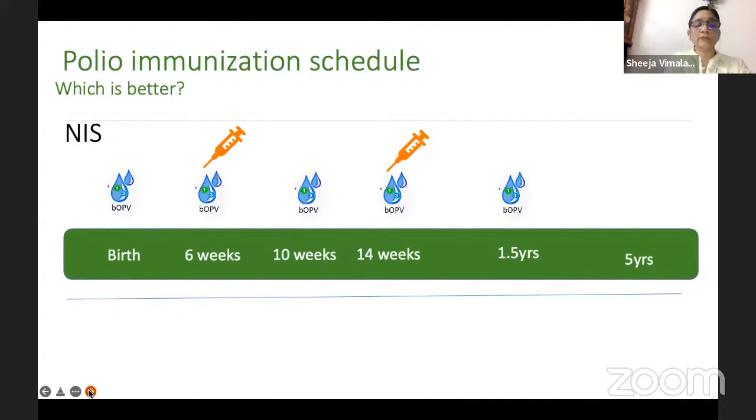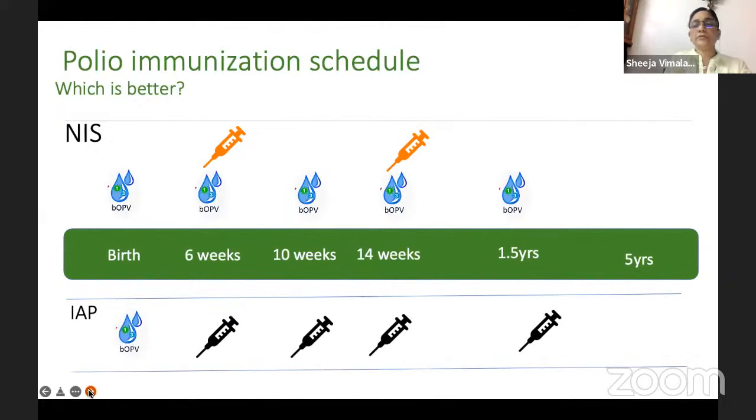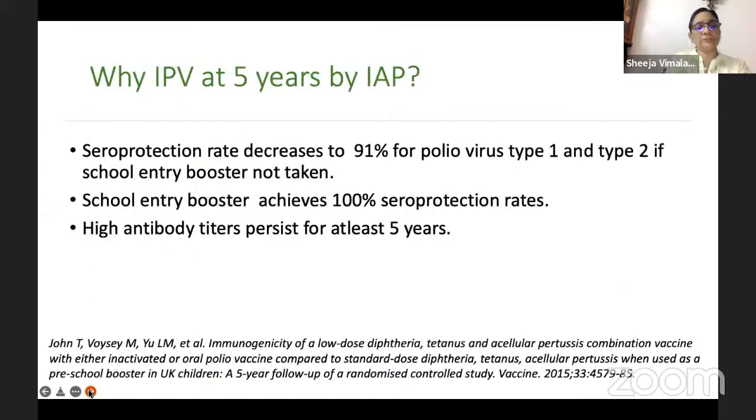Regarding polio vaccine, we are all aware of the national schedule, where it is mainly bivalent OPV with 2 doses of fractional IPV. When it comes to the IAP schedule, IAP has only a birth dose of OPV. In the rest of the schedule, all the doses are IPV. There is no addition of OPV there. And what is new here? IAP has now added a dose at 5 years. So you have an additional IPV at 5 years of age.